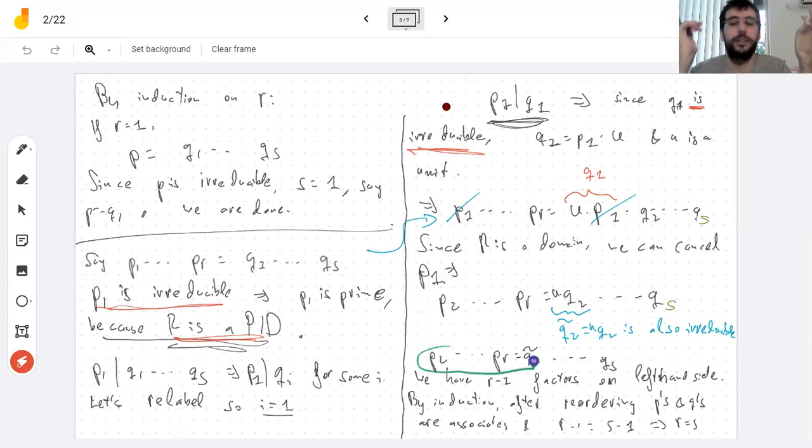But now we're doing this by induction. So we said, suppose it works for R minus one. So working for R minus one would mean that these two factorizations, where one of them has R minus one factors, have to be equal up to reordering and associates. But that means that you take the Qs, you reorder them, each one is associated to one of the Ps, and then you're done. I have that P1 corresponds to Q1, and all the other Qs correspond to all the other Ps. And that's it.